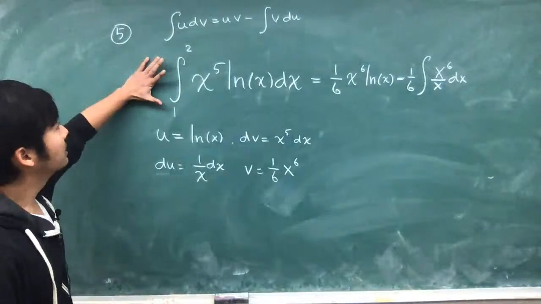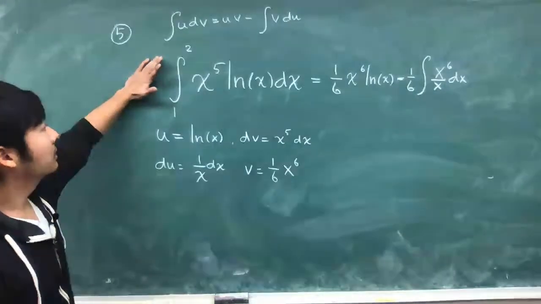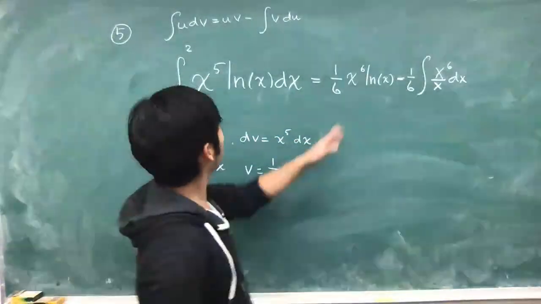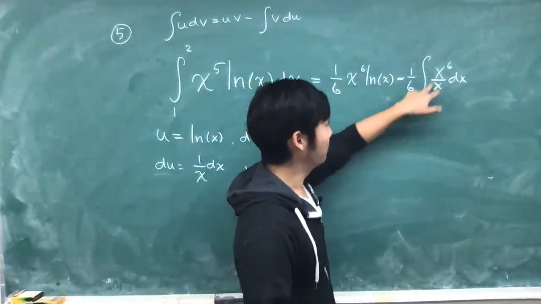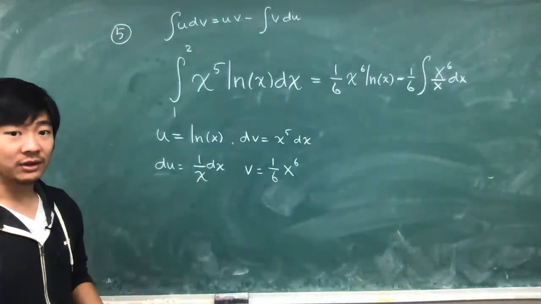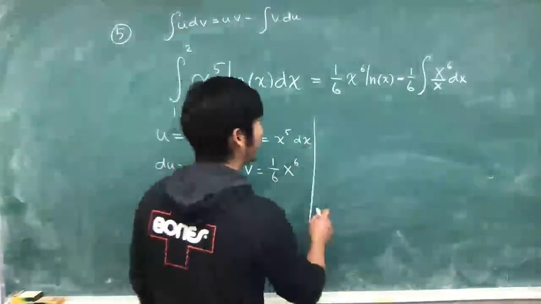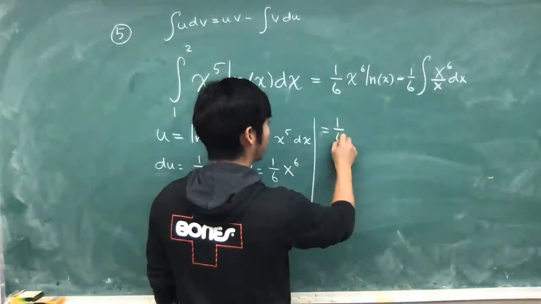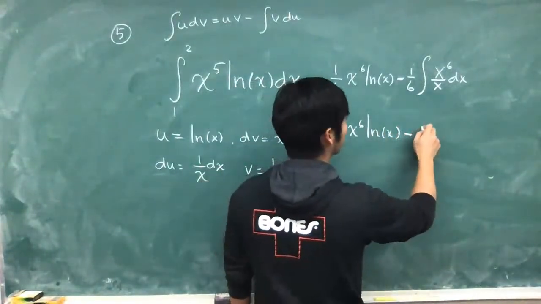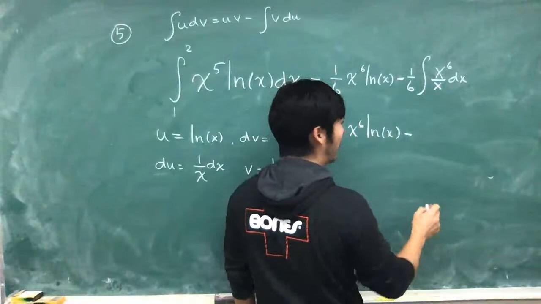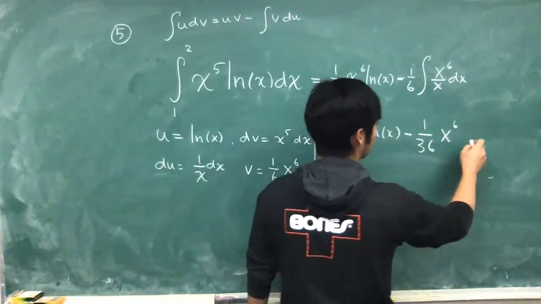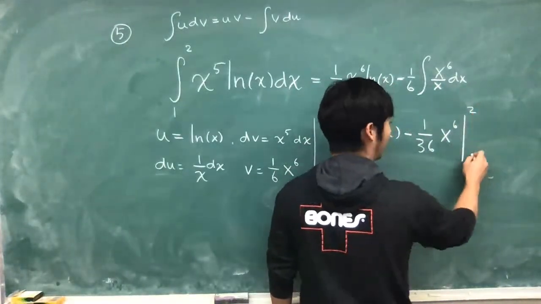Now, there's something that I didn't really talk about too much. But for definite integrals, you can either just find the antiderivative first, or you can plug in 2 and 1 right away. It doesn't really make a difference, so I will just find the antiderivative and then plug it in later. So this will be 1 over 6 x to the 6 natural log of x minus, so this will be x to the 5, so it's going to be 1 over 36 x to the 6. And then plug in 2 and 1.